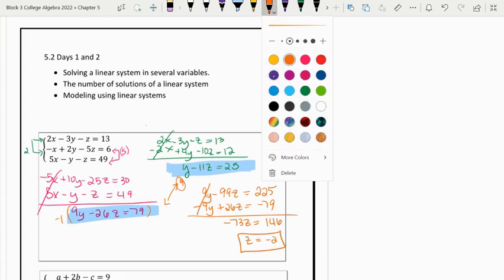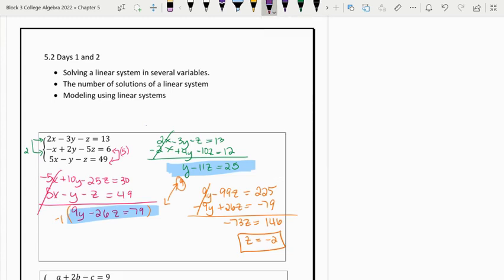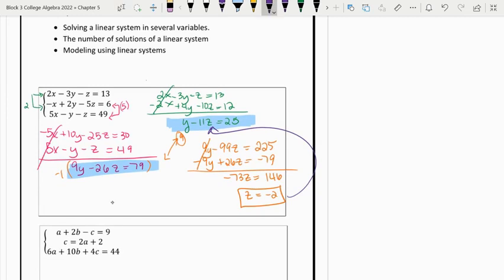Put that z in for one of the equations we just had. I'm going to put it in for that, the y minus 11z equals 25. So y minus 11 times negative 2 equals 25. Y plus 22 equals 25. So we can see y equals 3.